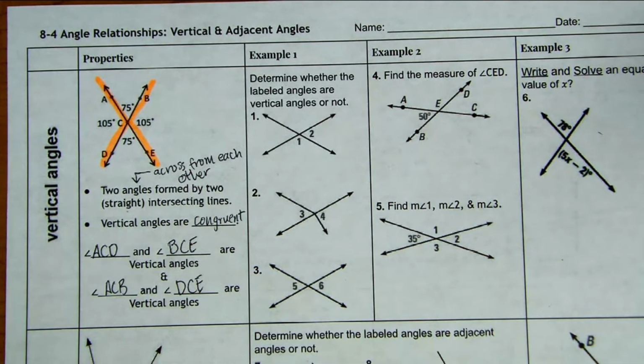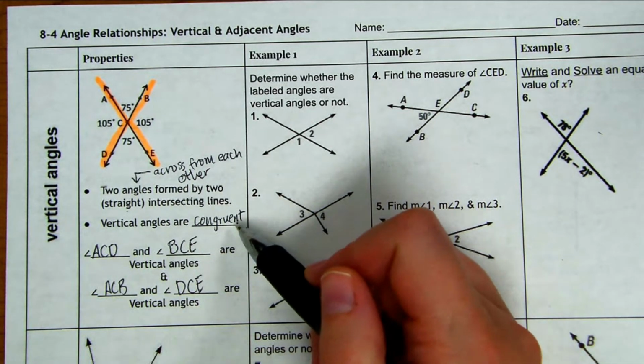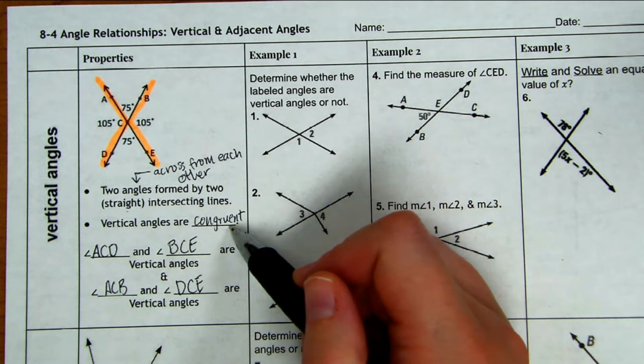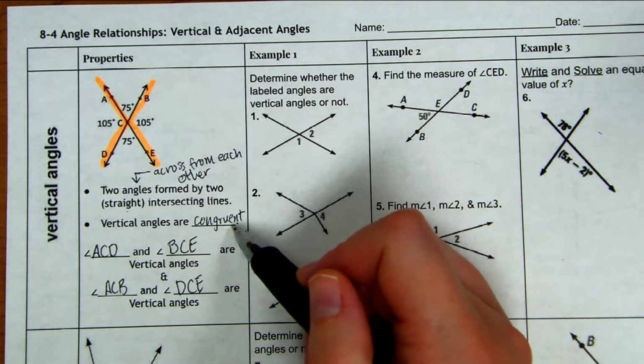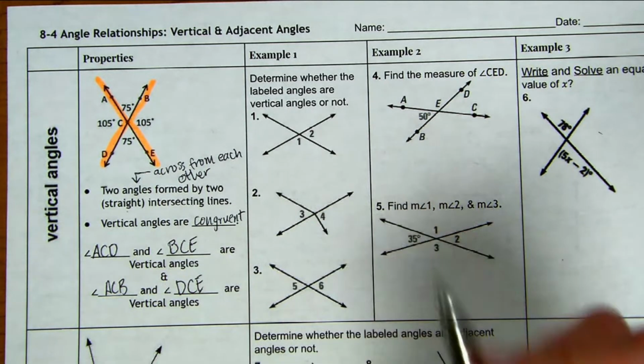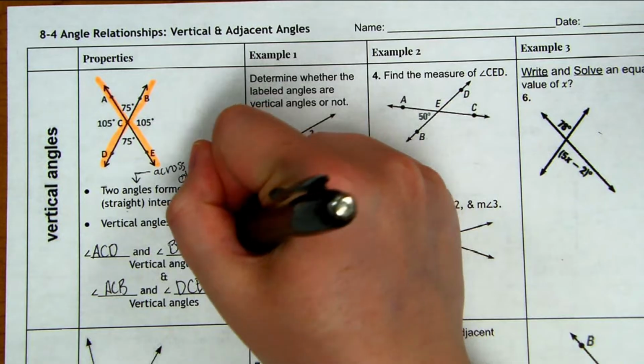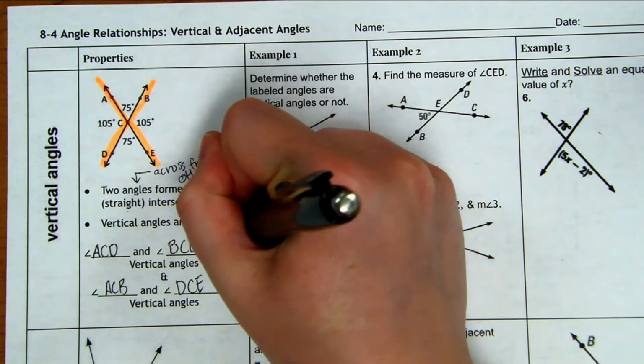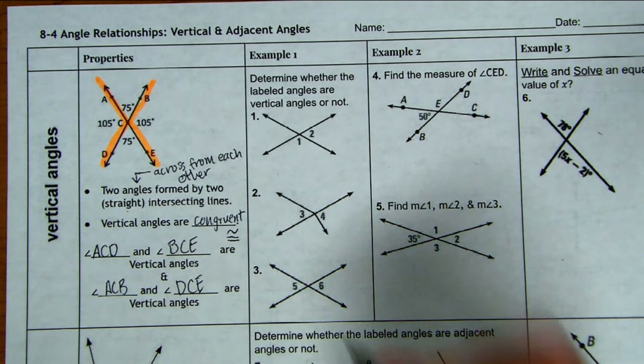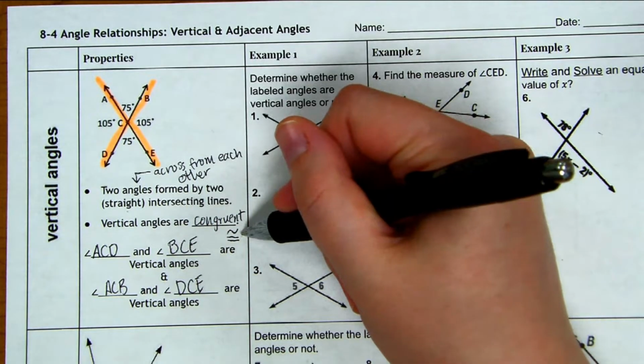Now the symbol that we'll see come up later on for congruent looks similar to an equal sign. It's going to be an equal sign with a squiggle on top. So it's going to look like this. This right here is the symbol for congruent. It's an equal sign with a squiggle on top.